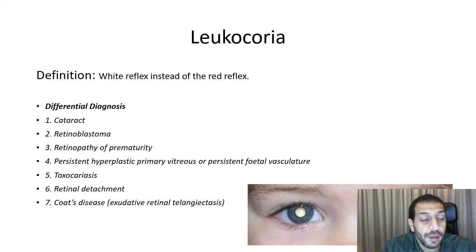Retinopathy of prematurity, we're going to come to that later, which is a retinal disease caused by oxygen treatment in premature children. Persistent hyperplastic primary vitreous or persistent fetal vasculature is a congenital condition in the eye affecting the visual acuity. Toxocariasis, of course, you're aware of this, is a parasitic disease. Retinal detachment, which is a vision-threatening condition that should be treated. And lastly, Coats disease, it's an exudative retinal telangiectasia, usually diagnosed in slightly older children.